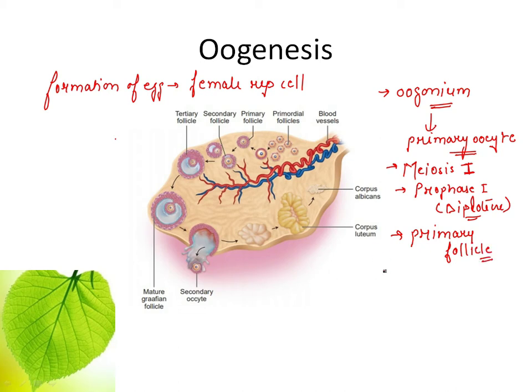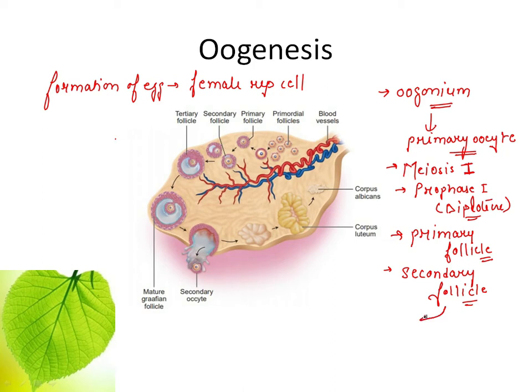Now, primary follicle is converted into secondary follicle. How? By the deposition, like it is surrounded with more granulosa cells and becomes secondary follicle, or you can say it gets more developed by the surrounding of the granulosa cells.